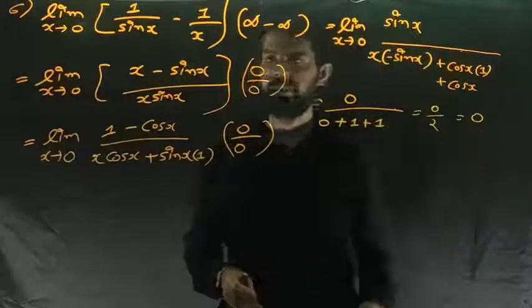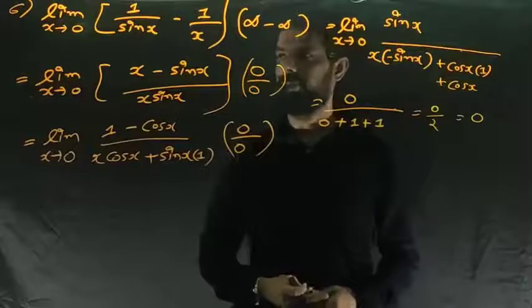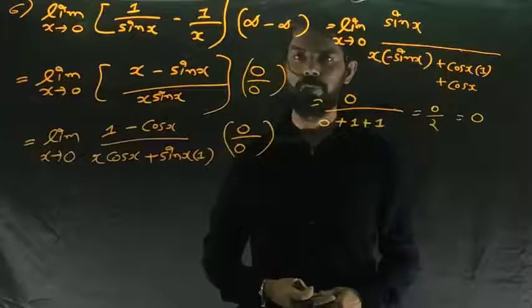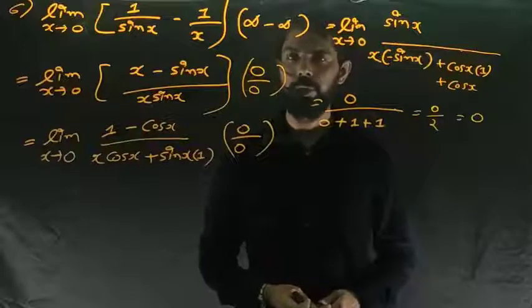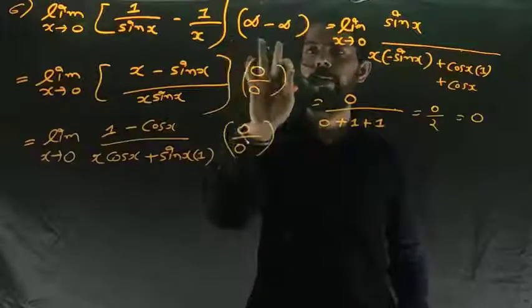So in this lecture we have discussed examples related to 4 forms, that is 0 by 0, infinite by infinite, 0 into infinite and infinite minus infinite.